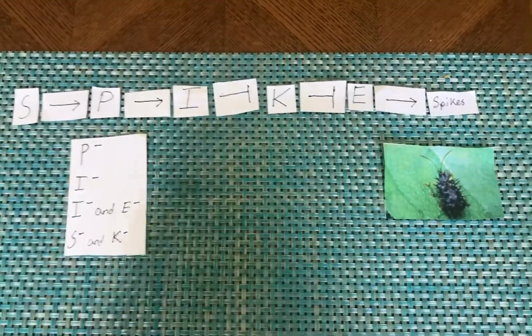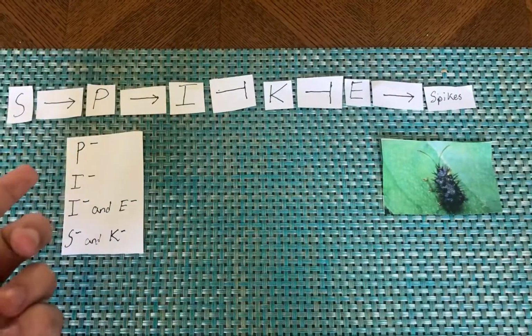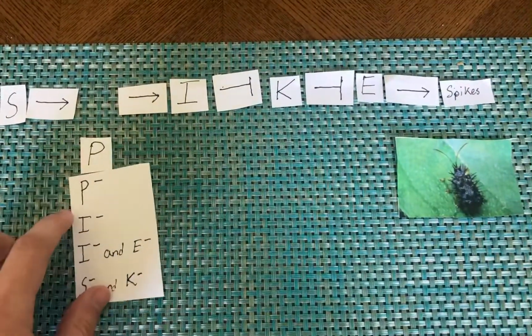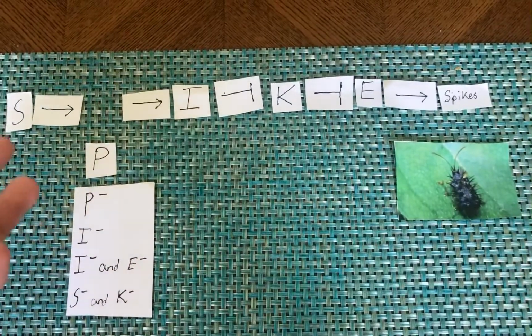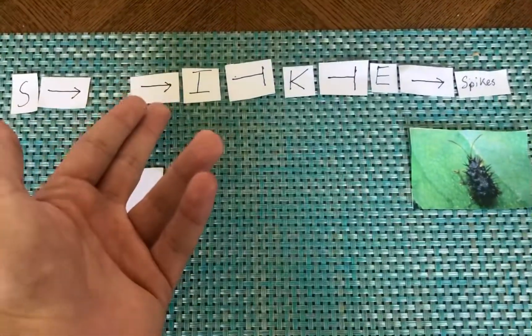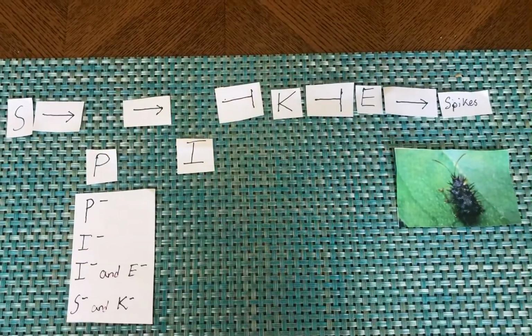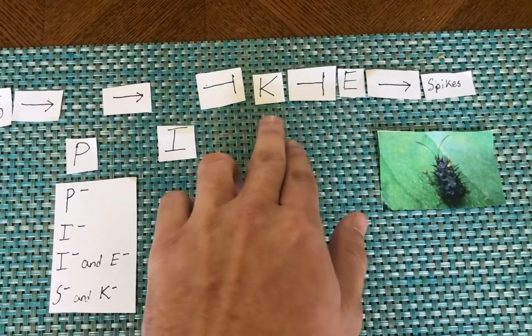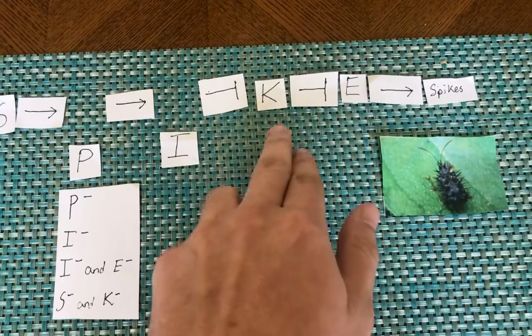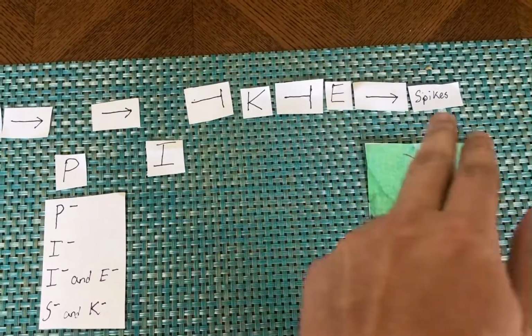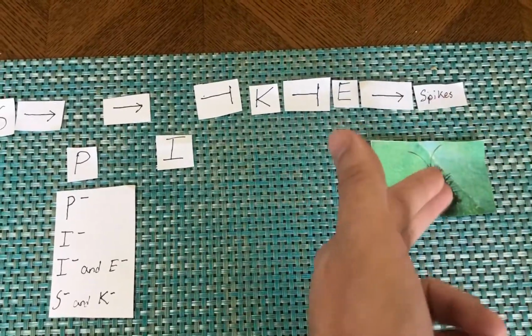So mutation is denoted by a little minus sign here. So in this first case, we have a scenario where P is mutated. So if P is mutated, then that means it is not doing its job correctly. So it cannot stimulate the transcription of I, so there's no I in this pathway. And so that means that K is no longer being inhibited, so it can get made freely. And if it's made freely, it can inhibit E. And if there's no E, then we don't get spikes, we get a smooth cell.